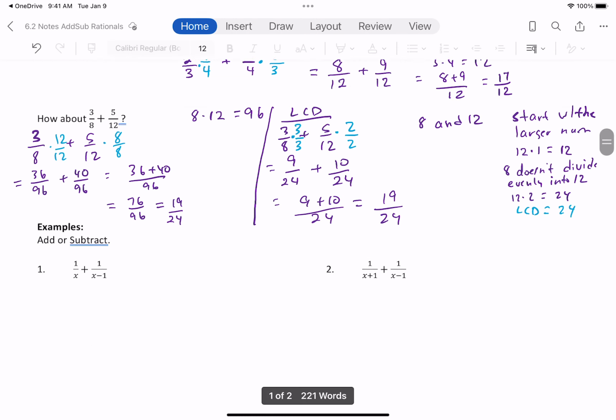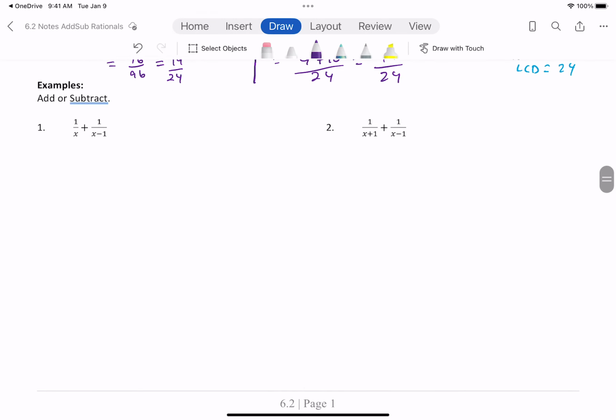So we're really going to want to find the LCD, especially when we're working with these rational expressions, to try and keep things as simple as possible. Now, of course, when we're dealing with these rational expressions, the LCDs are going to look a little more complicated because they're not just numbers. A lot of times they're going to be expressions. So if you look at this first problem, my denominators are x and x minus 1.